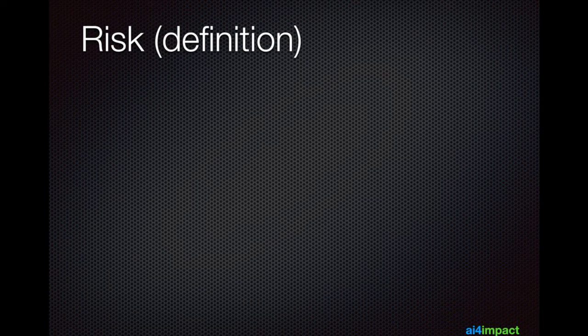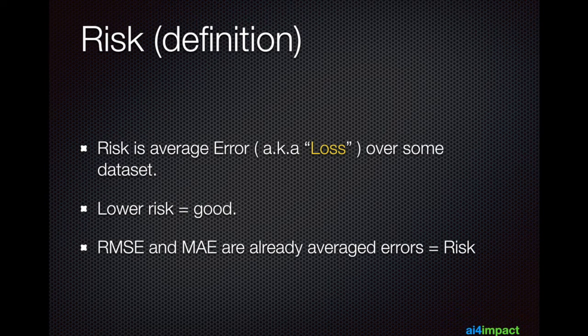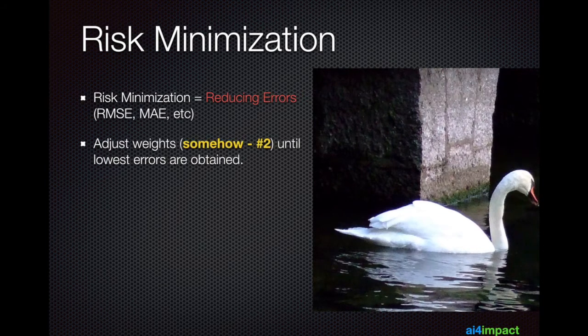Let's define our terms first. Risk is simply the average error, also known as loss, over some specific data set. In other words, a lower risk is good. The RMSE and MAE errors that we talked about in session 1 are both already averaged errors, and therefore they are a measure of risk. Risk minimization, therefore, is really just about reducing errors. We want to adjust the weights of our neurons somehow until the lowest possible errors are obtained.